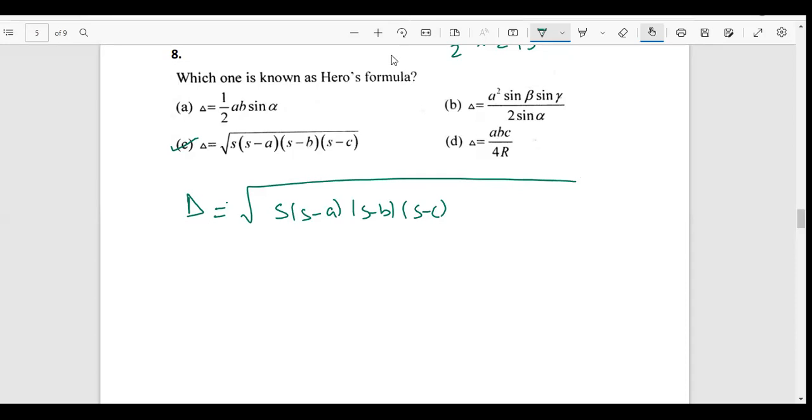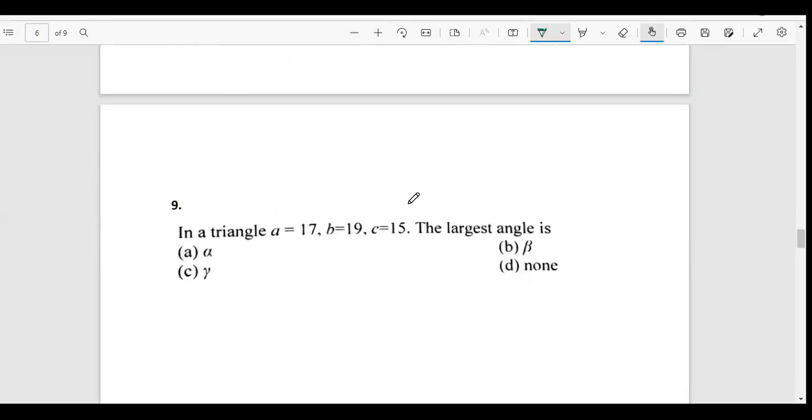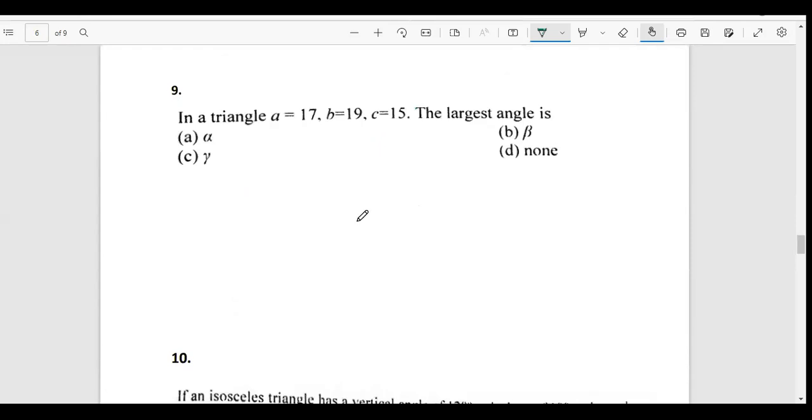Okay. Let's talk about the ninth question then. Please answer this. In a triangle, A is 17, B is 19, C is 15. What is the largest angle? It is B. Largest angle के लिए we will be looking at the largest side. Largest side 19 है, so the largest angle would be beta. ठीक है?